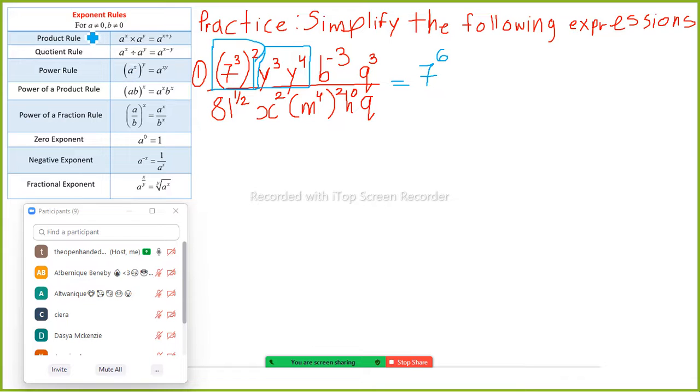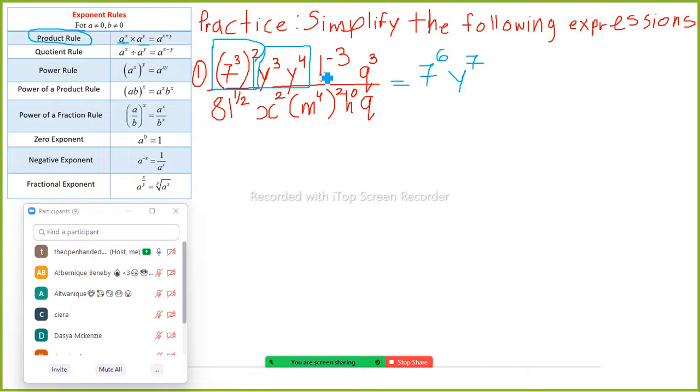And we said that that's the product rule because if we look carefully, we have the same base, so a and a. So we could add the powers. So y to the 3rd power times y to the 4th power is going to be y to the, when we add the powers, 3 plus 4 is 7.